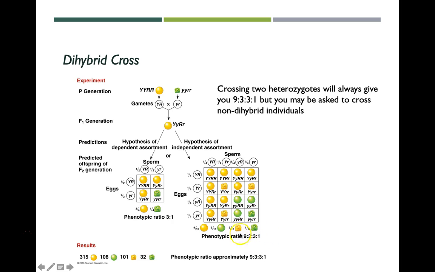Make sure you remember this 9-to-3-to-3-to-1 ratio. This is really important because if you start crossing things that are not dihybrids, you're going to get different ratios here. But that dihybrid one is seen every time you cross heterozygous individuals.